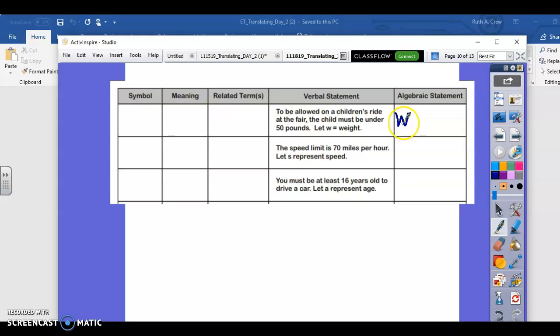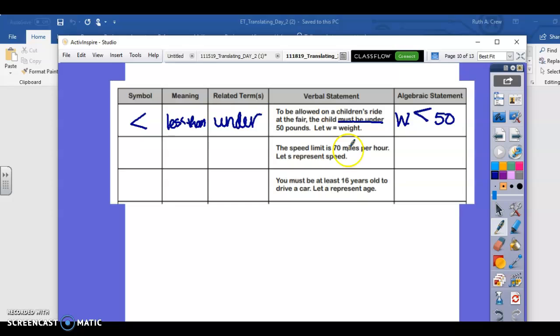So this is the weight of the kid. We need this to be less than 50. So the W needs to be under 50. So that means this part needs to be less than the 50. We don't want to put equal to because it only said must be under. So the symbol here is going to be facing this direction. The meaning is less than. And the words that let me know that was that the child needs to be under. Okay, the next one.